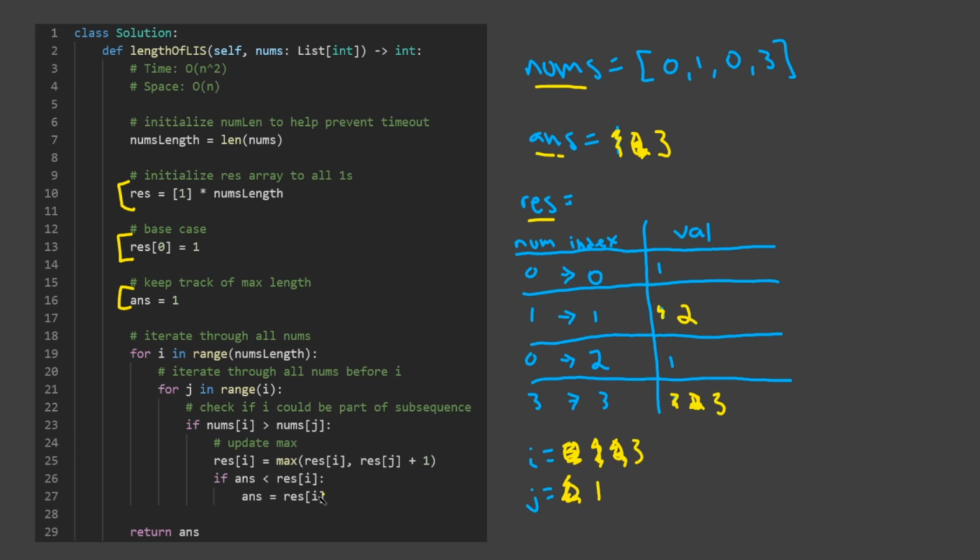And now that we have that, we can just go to the next j. So our next j is going to be 2. Is 3 greater than 0? Yes. And what's greater? Our current value or the value at j, which would be 1 plus 1. So 1 plus 1 is 2, and if this is 3 and this is 2, our max is going to be 3, so we don't update it. And now all we do is return the answer, which is 3. And that's correct. That is the length of our longest subsequence.